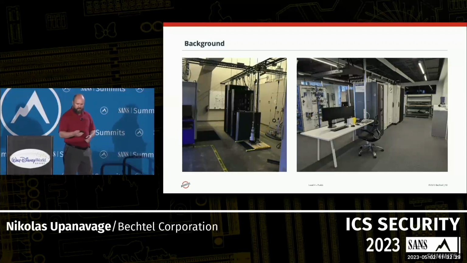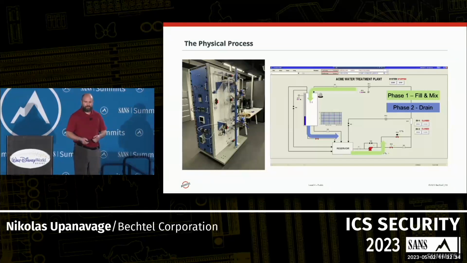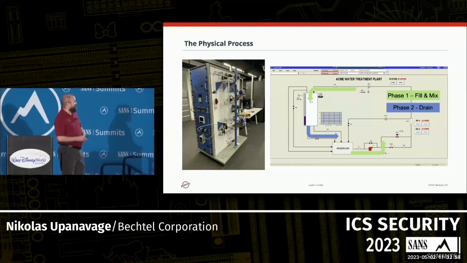So I'll get a little bit more into the physical process on this slide here. Zooming in on this, you can see it's a small process we call the Acme water treatment plant. It has a water tank in the front and a larger reservoir in the back. There's a pump in the back, variable frequency drives on the side to control the speed. We have a control valve that we use in this process to basically have two different phases.